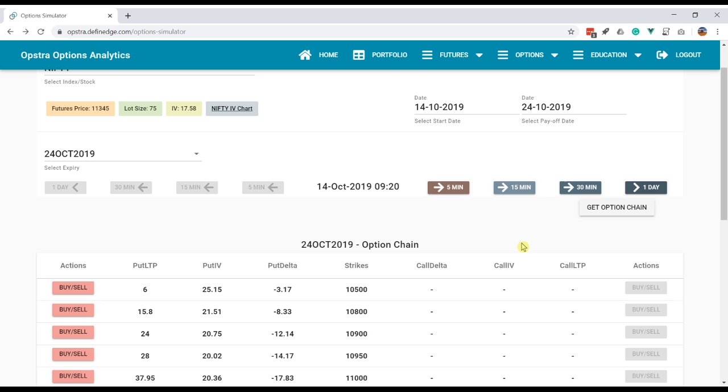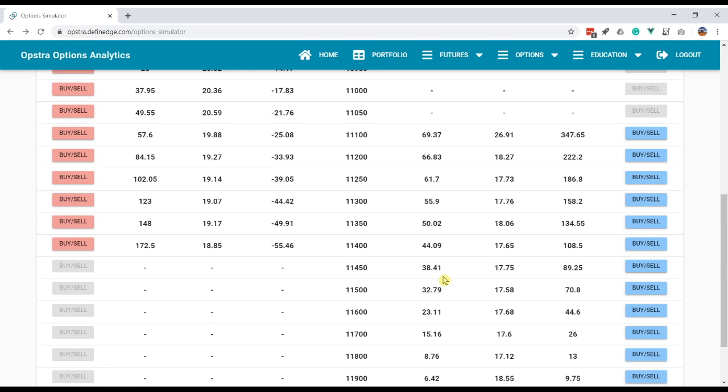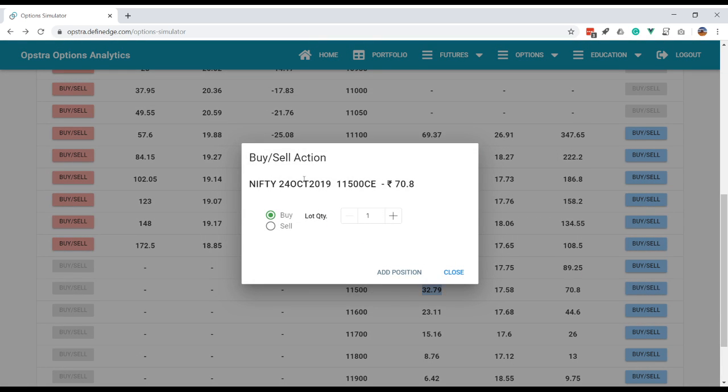In this short strangle strategy, what we will do is that we will choose strike based on delta. So we will short a 30 delta option, both call and put option. First we will choose call option 30 delta. Here is the call delta column. Go further down, and this is the closest to 30 delta. So we choose the 11,500 call to short. Once you click on buy and sell, it will present a pop-up dialog where you can choose to sell or buy, or you can increase or decrease the lot quantity. For now we will use one lot and it will be a sell because we are shorting the option.